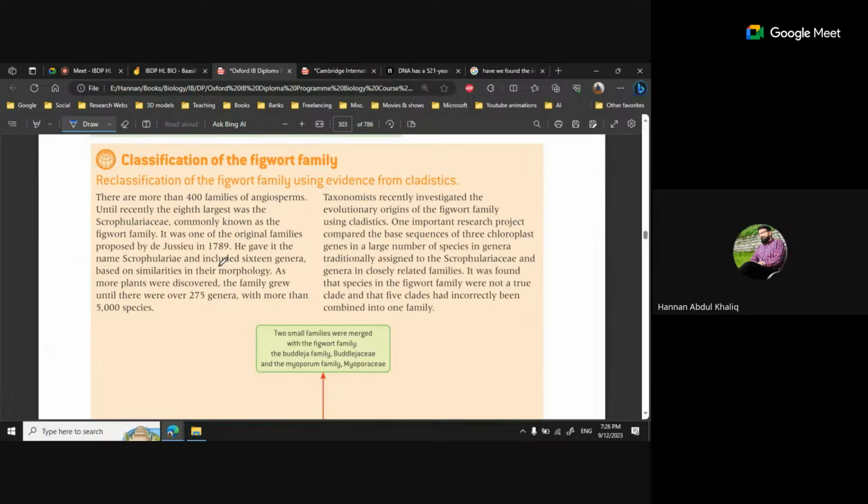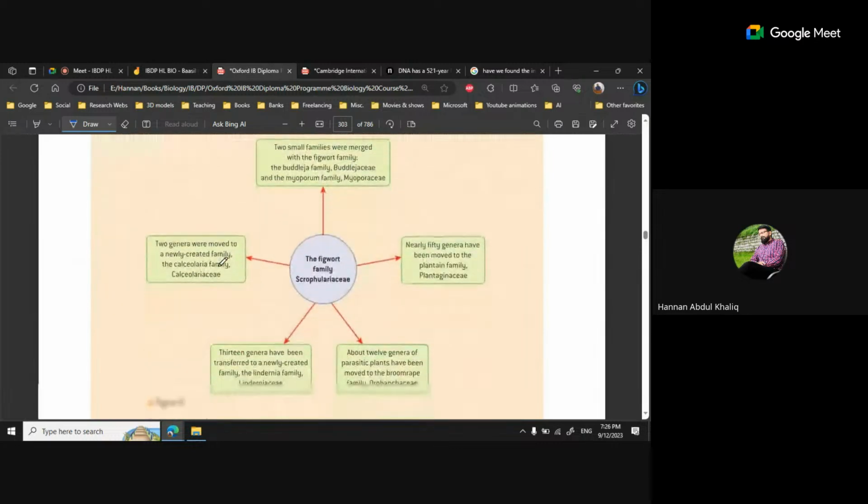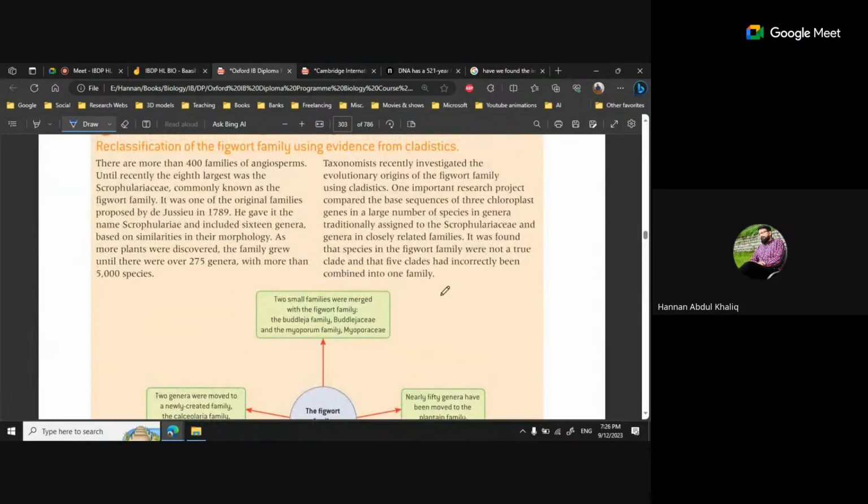Okay, transition. Recently, taxonomists investigated the evolutionary origins of the figwort family. One important research project compared the base sequence of three chloroplast genes in a large number of species in genera traditionally assigned to the Scrophulariaceae. It was found that species in the figwort family were not a true clade and that five clades had incorrectly been combined into one family.